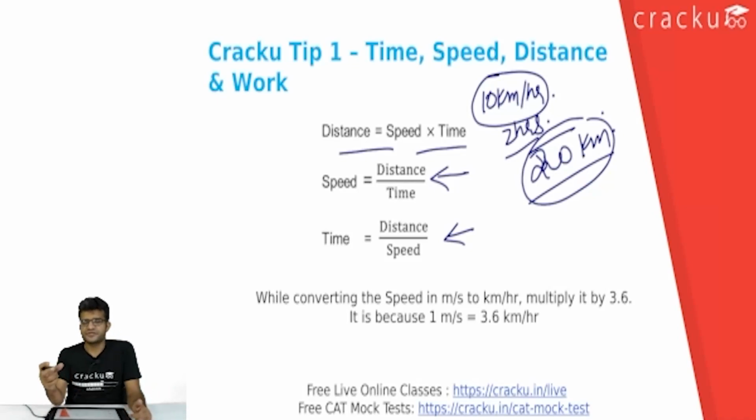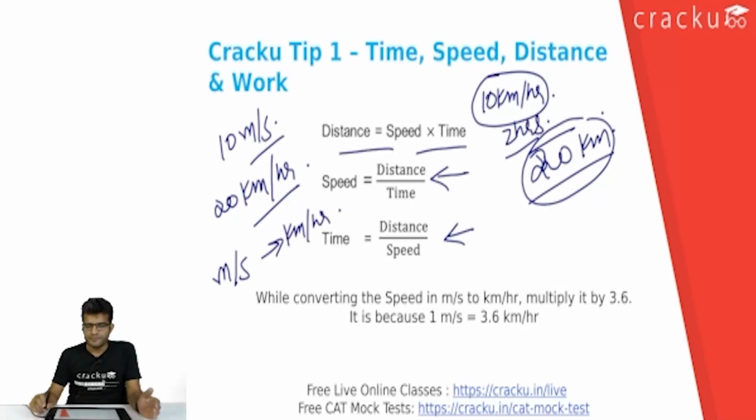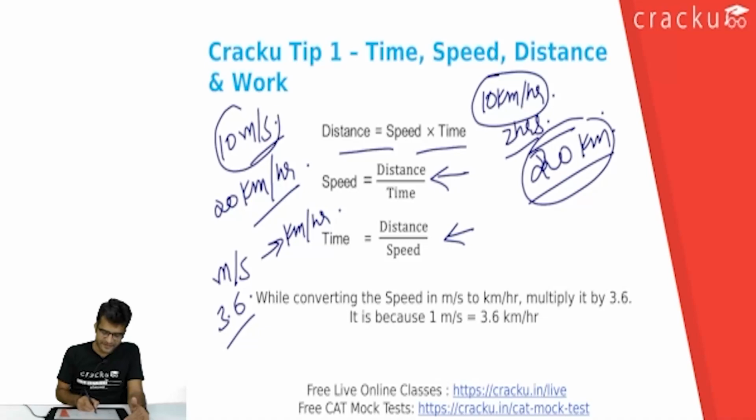Another important thing that you should notice is that in some of the questions, the units might be different. You might be told that one person is traveling at 10 meters per second and another person is traveling at say 20 kilometers per hour. Who is traveling faster? To do these kinds of things, you should definitely get the units to be the same. And in order to convert meters per second into kilometers per hour, you should multiply the number with 3.6. 3.6 is 18 by 5. So 10 meters per second, for example, will be equal to 36 kilometers per hour.